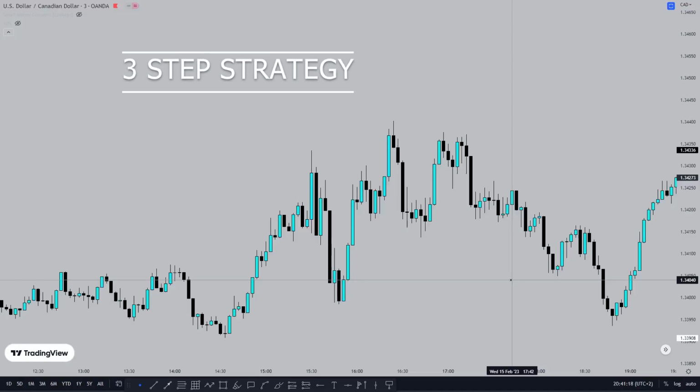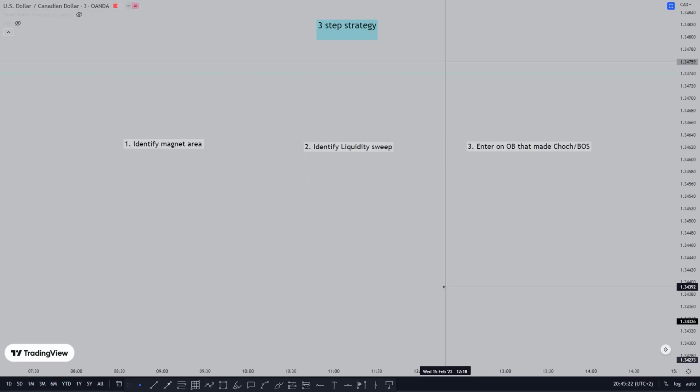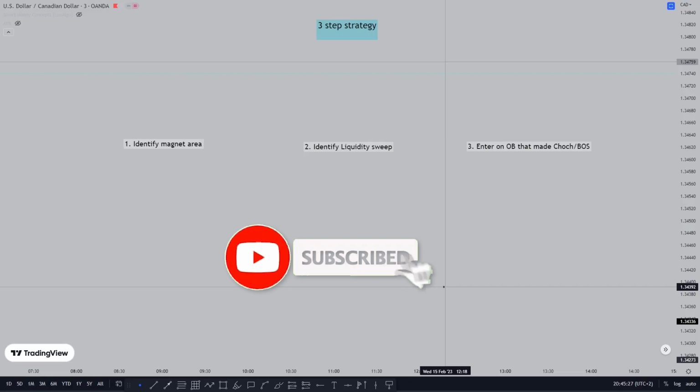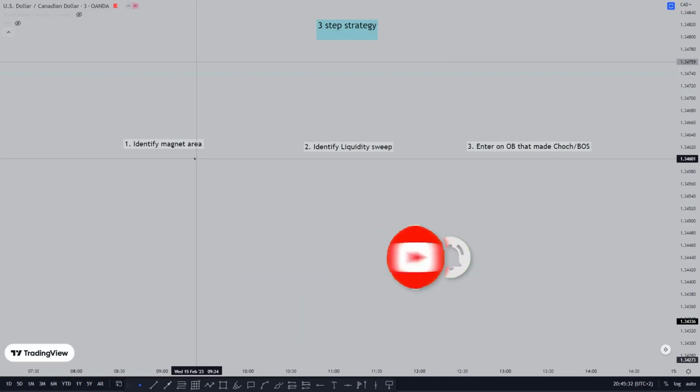This is a 3-step strategy that can easily make you money trading forex. The 3 simple steps that will get you earning a doctor's salary. First of all, you want to identify your magnet area. This is where you'll be targeting, where your TP will be placed. Now, this consists of your imbalance and your liquidity.